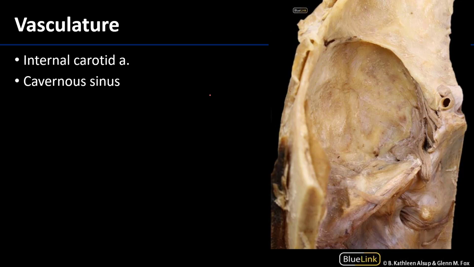And then finally, we should talk a little bit about the cavernous sinuses. So just to orient, we're looking at the middle cranial fossa with the dura stripped away here. So here's the petrous portion. There's that ridge of the petrous portion of the temporal. There's the clivus. So here is that sella turcica. Here's our internal carotid artery.